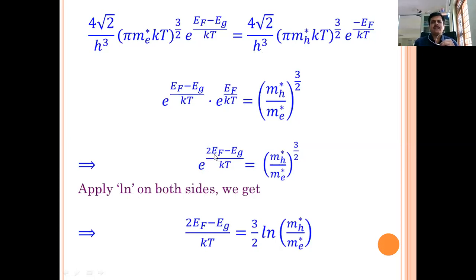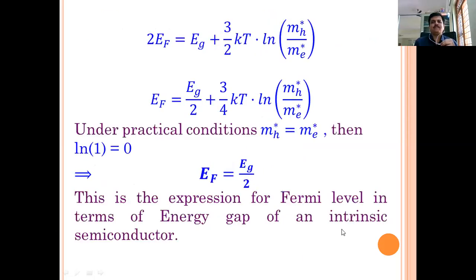Now I am interested in obtaining the relation for Ef, which is hidden within the exponential. I have to eliminate this e. In order to eliminate it, I apply ln on both sides. Applying ln on both sides, the e gets eliminated, and this equals 3 by 2 ln of mh star divided by me star. Now rearranging the parameters, we finally get 2Ef equals Eg plus 3 by 2 kT into ln mh star by me star. Rearranging once again, Ef equals Eg by 2 plus 3 by 4 kT ln mh star by me star.